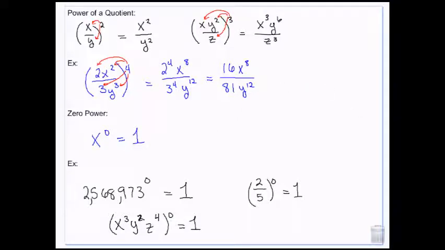And the reason that works is because of the subtraction during a quotient. Because if I have x squared over x squared, well, if I do the subtraction, that's x to the 0. 2 minus 2 is 0. If I go the long way, that's x times x over x times x. And x divided by x is 1. And x divided by x is 1, and 1 times 1 is 1. So that's why it works.